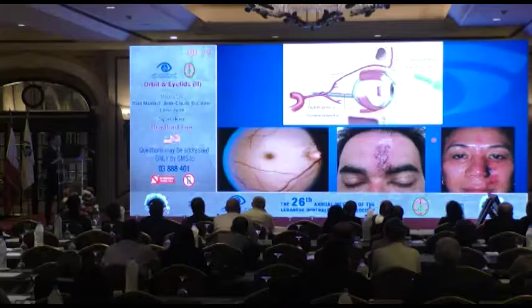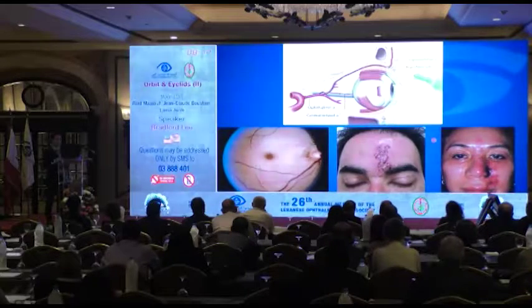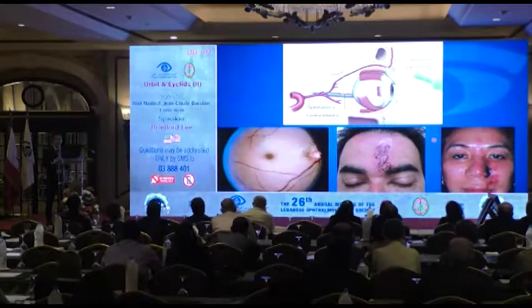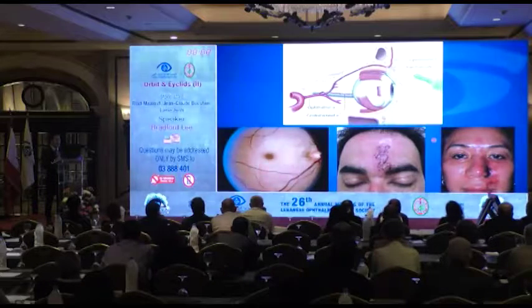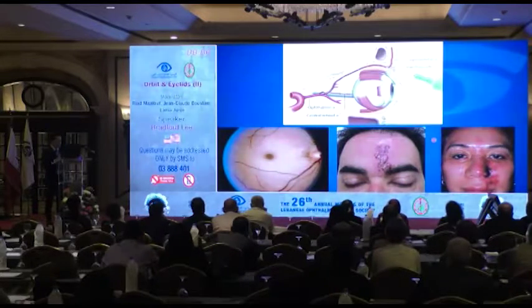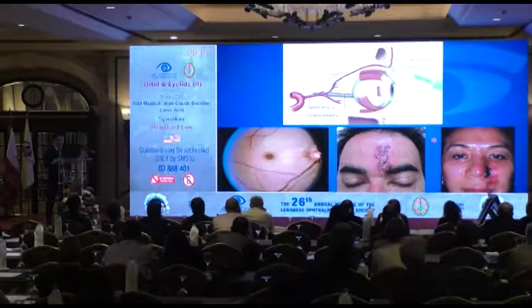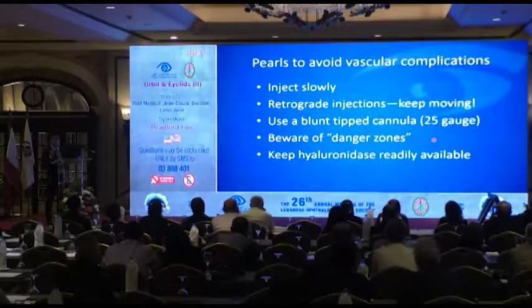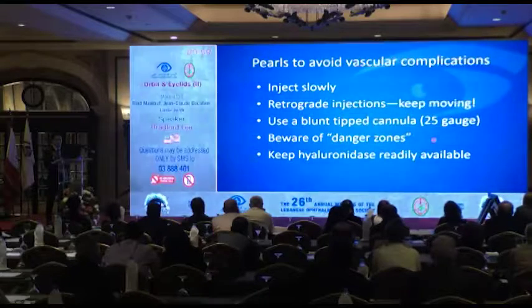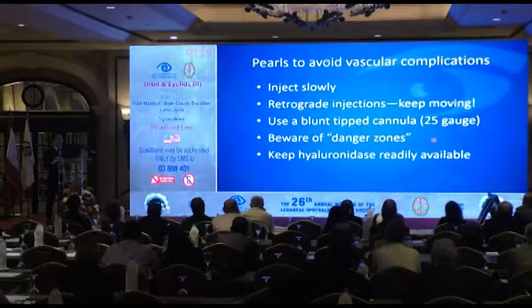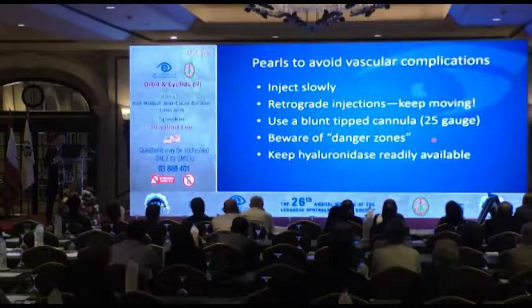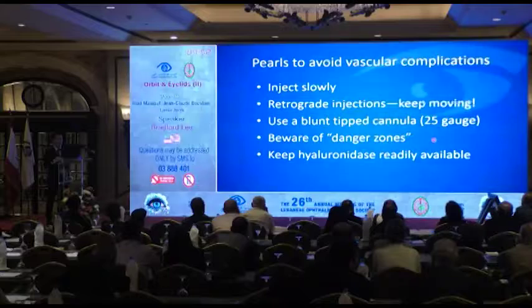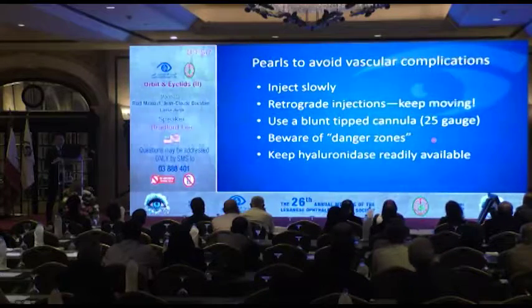Obviously, in this region, there are supraorbital and supratrochlear nerves, and you need to be mindful of avoiding intravascular complications like central retinal artery occlusion and forehead necrosis. And ways to avoid this are you want to inject slowly with low thumb pressure on your syringe. You want to keep moving your needle or cannula. Again, I use a 25 gauge blunt tip cannula, so it's less likely to perforate the vessels.